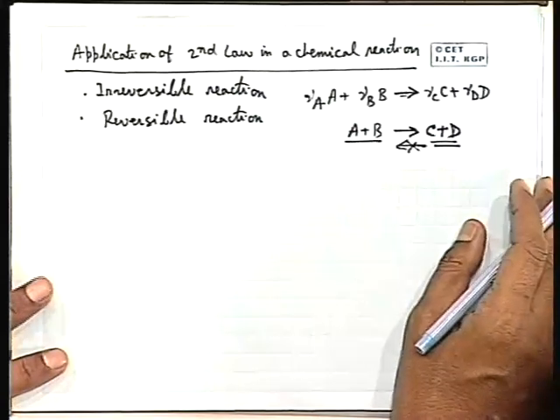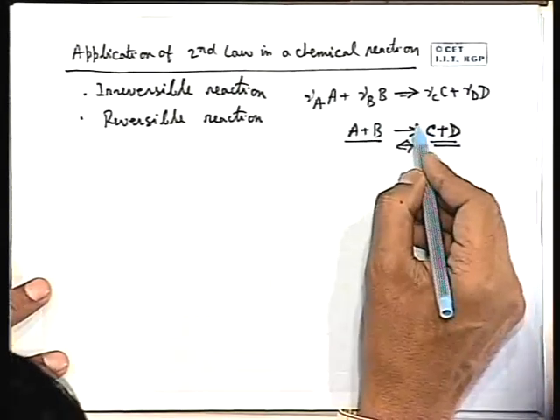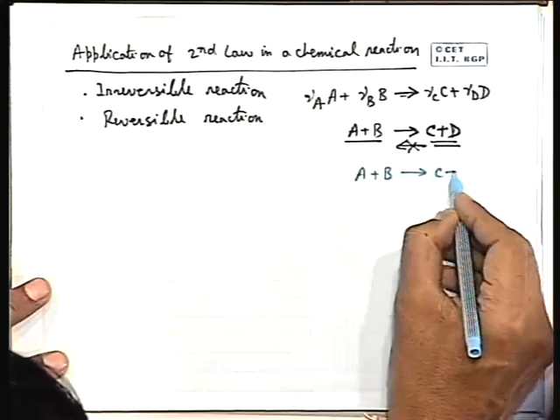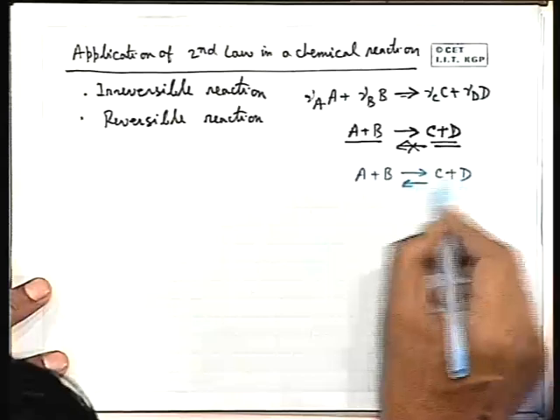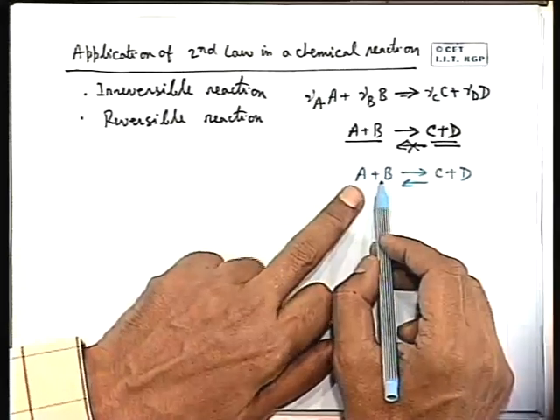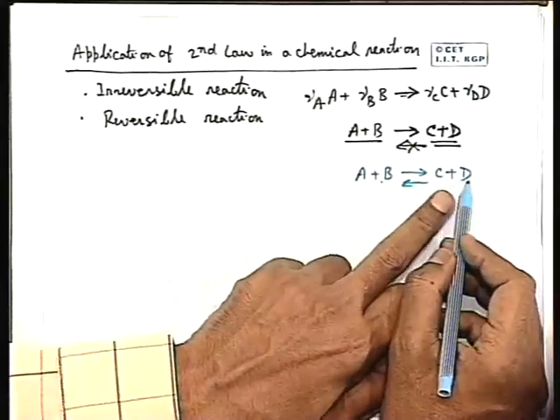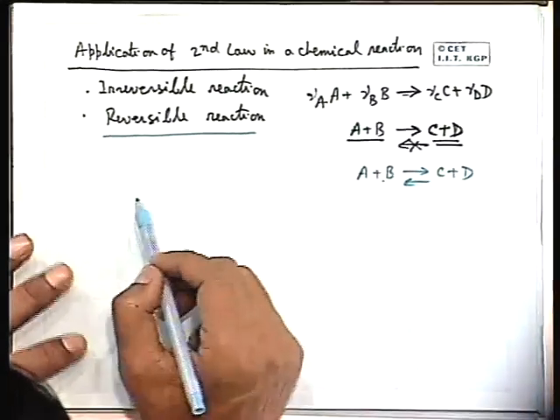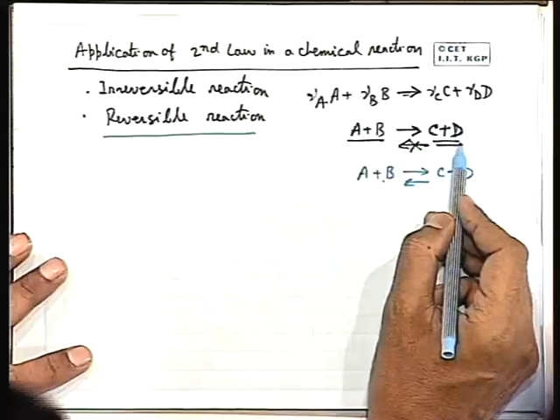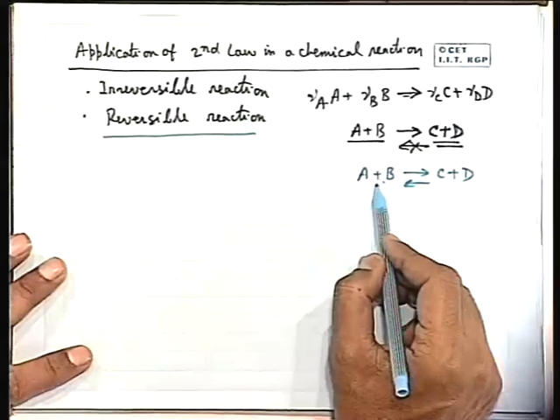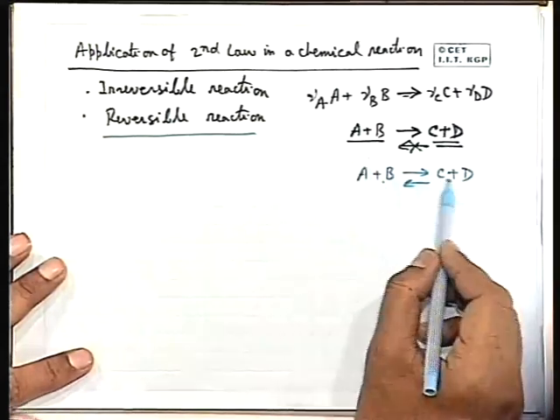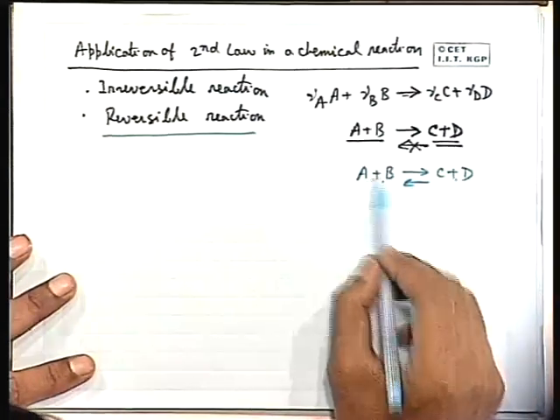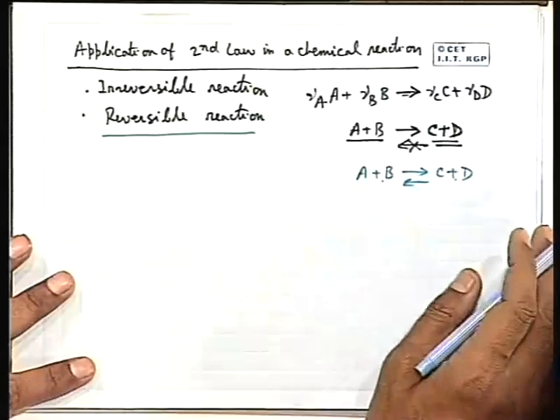Under certain circumstances, for certain reactions, the reaction takes place in both directions. That means A plus B is converted to C plus D, and C and D are converted back to A and B. Both these reactants give these products, and the products are again converted back to the reactants. This reaction is known as a reversible reaction. The one-directional reaction is known as an irreversible reaction, and the reaction which can take place in both directions, where the products can be converted back to the reactants, is a reversible reaction.